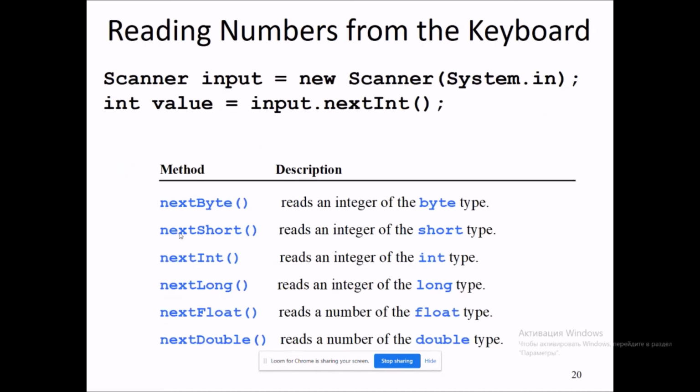Reading numbers from keyboard. Scanner input is equal to new Scanner(System.in). int value is equal to input.nextInt. Here, depending on the variable that you are planning to read from console, this word after next is changing. nextByte, nextShort, nextInt, nextLong, nextFloat, and nextDouble. You must use the proper one according to the type of your variable.